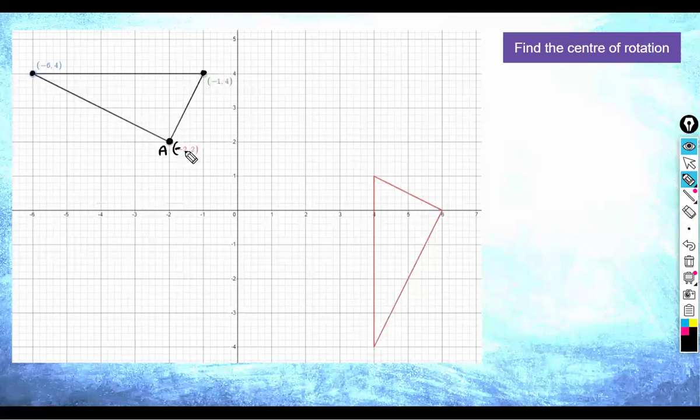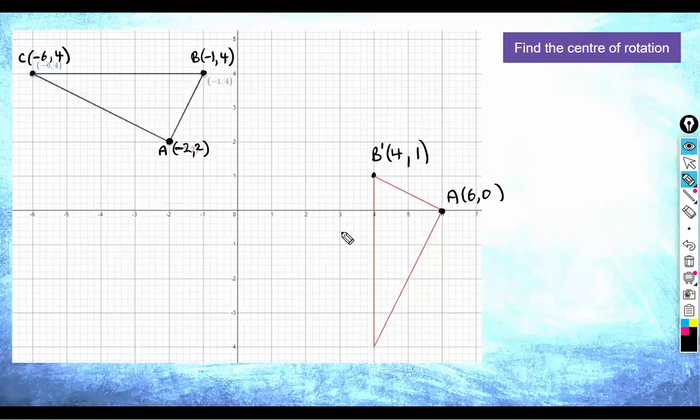This point here is -2, +2. I'll call this point B. Minus 1, 4, point C minus 6, 4. Then you have A prime, which is 6, 0. B prime, which looks like 4, 1. And C prime, 4, minus 4. And over here is how you call it, the origin.